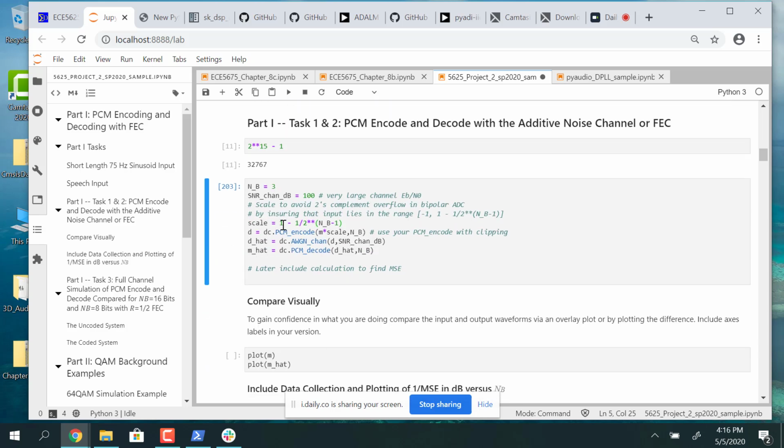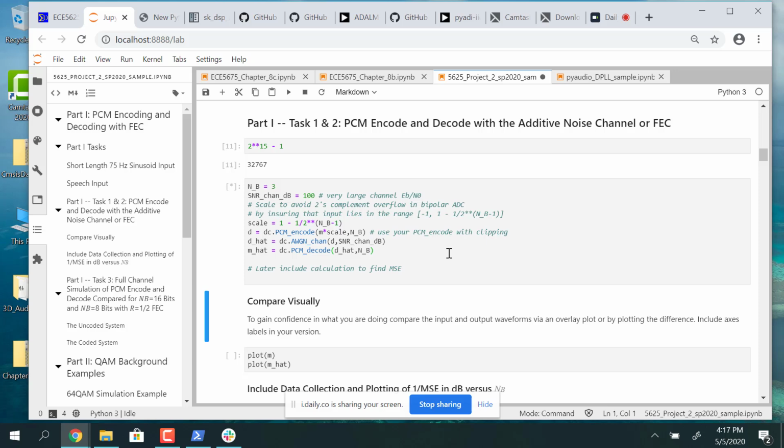So you've got to be careful, if you've got a symmetrical signal, to make sure that you don't exceed 32,767. So here I'm putting in that scale factor to make sure that happens. I'm going to be PCM encoding M, which was the sinusoid, and then I send it through my channel as data bits, and then I decode it. I'm setting this channel signal to noise ratio very high, so there's essentially no additive noise in the channel. And then I get my decoded bits back out as D hat, and then I send them into the PCM decoder and get M hat back.